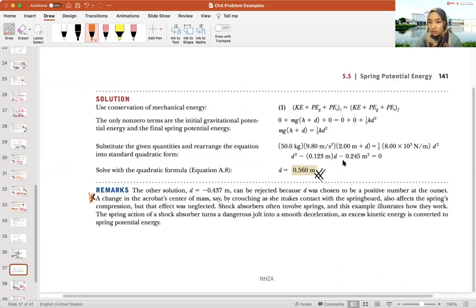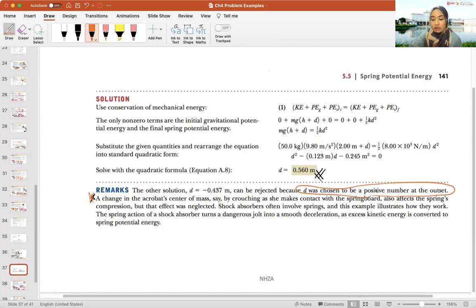Oh, Atira, okay. Okay, so the remarks here, the other solution D equals to 0.437, minus 0.437, can be rejected because D was chosen to be a positive number at the outset.